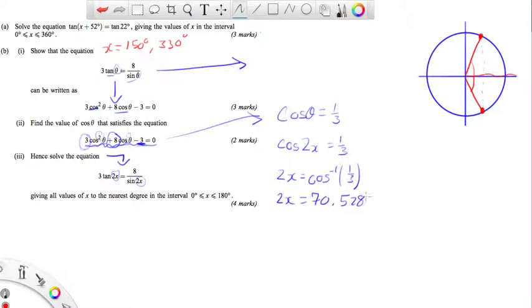So what we're going to have is we're also going to have that 2x is equal to 360 degrees minus the 70.528, and that will give us these two values here. When I simplify, I'm going to have that x is equal to 35 degrees and x is equal to 145 degrees. Those both fall within my domain.